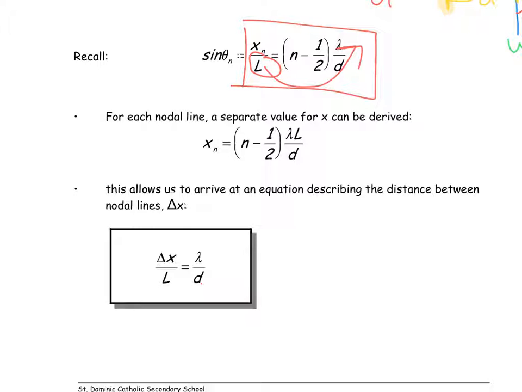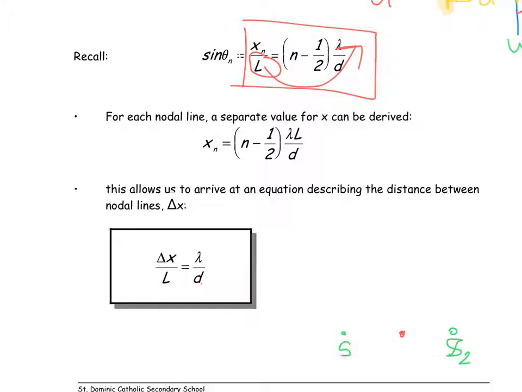Well, let me see if I can draw a nice little picture of this. So if I have my slit number 1 over here, and I have my slit number 2 over here, right? And in between them, I have my midpoint. So I'm going to draw that little midpoint here. And I'm going to have a bunch of different nodal lines.